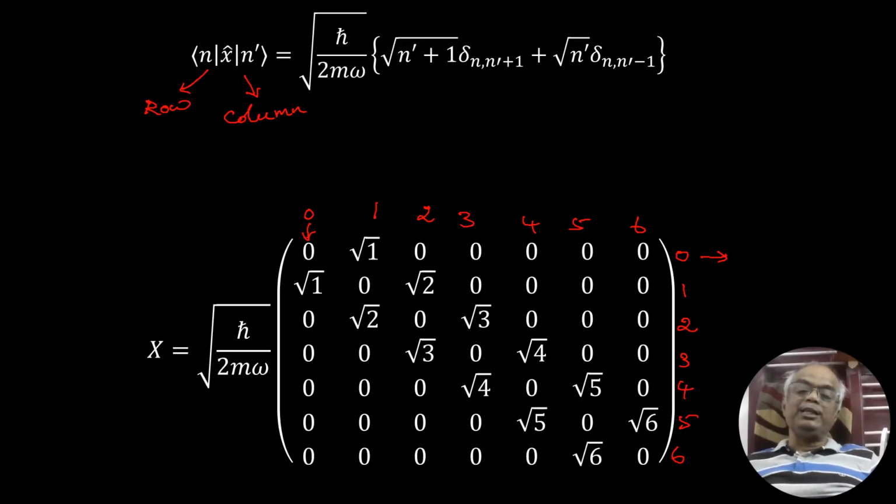Now you take the first term. If n prime is 0, its minimum value is 0, then you will get n is 1.